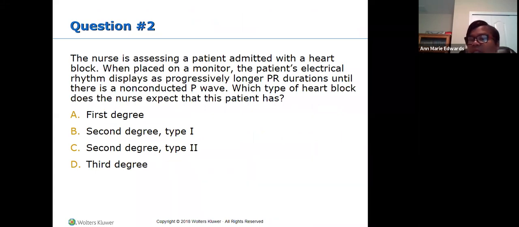Your second question. Nurses assessing a patient admitted with a heart block.